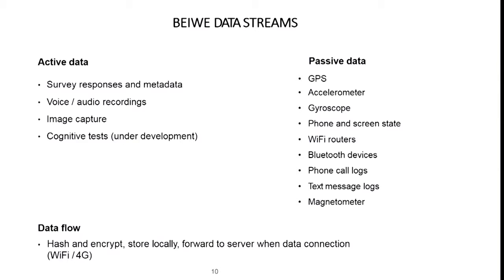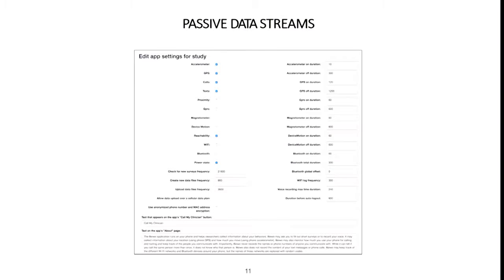On the passive data side, we can collect GPS data, accelerometer data, gyroscope data, communication logs, and all other kinds of data streams. And I'll try to illustrate in the following why this actually might be helpful for our setting.